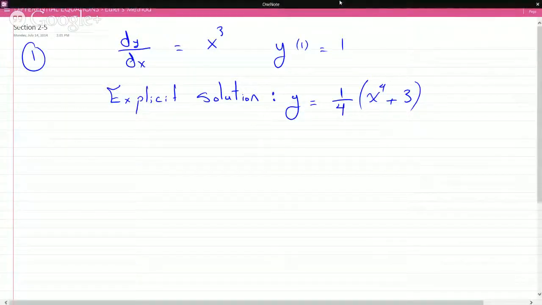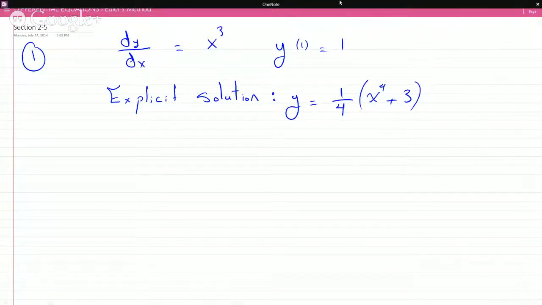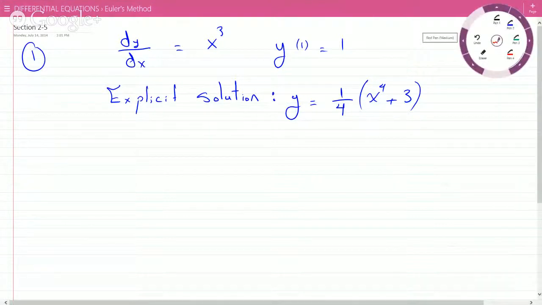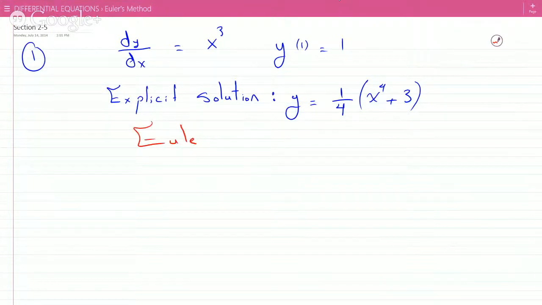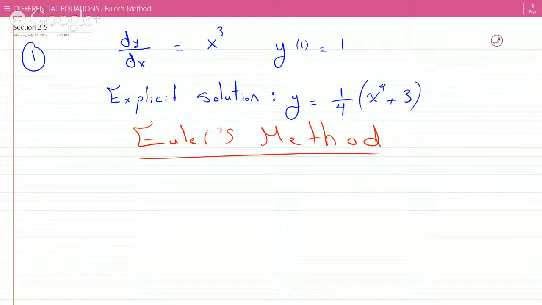Okay, so the question is asking to solve the given differential equation by hand using Euler's method. Using Euler's method with h to be 0.1. So that's the step size to be 0.1 to find the approximate values for y of x1, y of x2, y of x3, and y of x4.